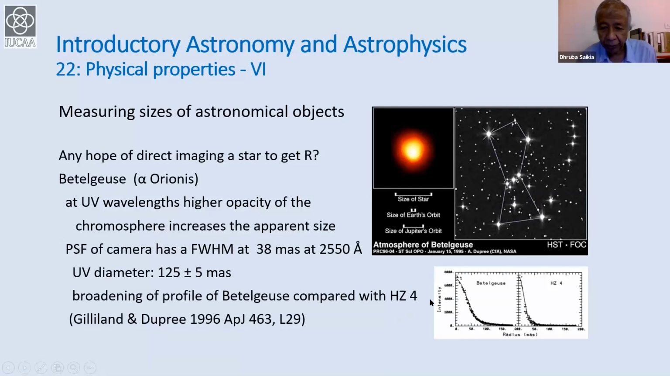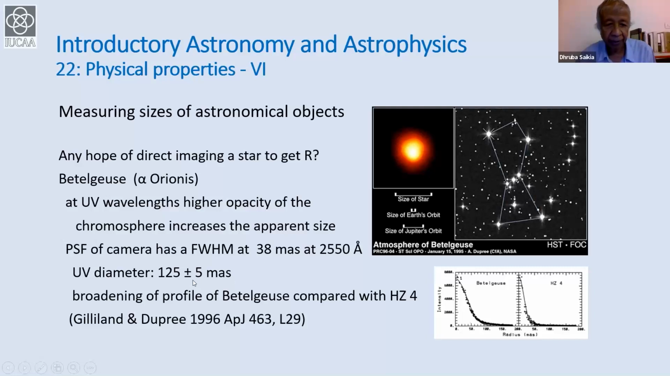Here is just to show you the point spread functions of what Betelgeuse looks like compared to another point-like star, which is much smaller. And Betelgeuse has a slightly larger size at ultraviolet wavelengths compared to the optical, because the higher opacity of the chromosphere increases the apparent size. And this is an image which was taken with the Hubble Space Telescope. And as you go to shorter wavelengths, your resolution also improves, it gets better.